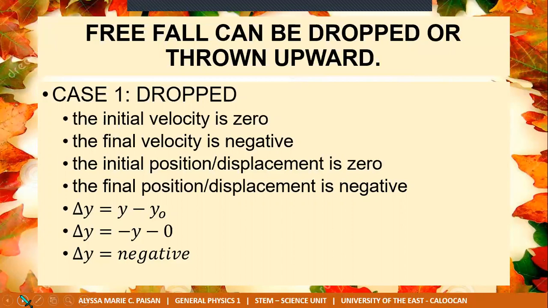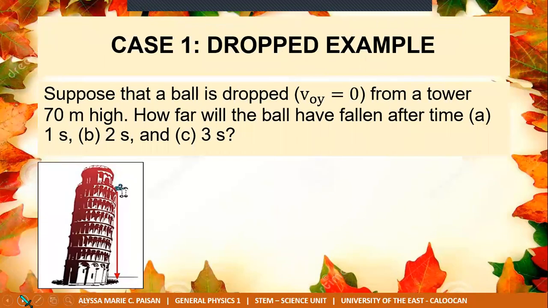The delta y can be expanded into y minus y naught, wherein, since the initial position is 0, the delta y will have the same magnitude as the y, and the delta y will be negative. Okay? Let's have the example so that you would be able to visualize it better.